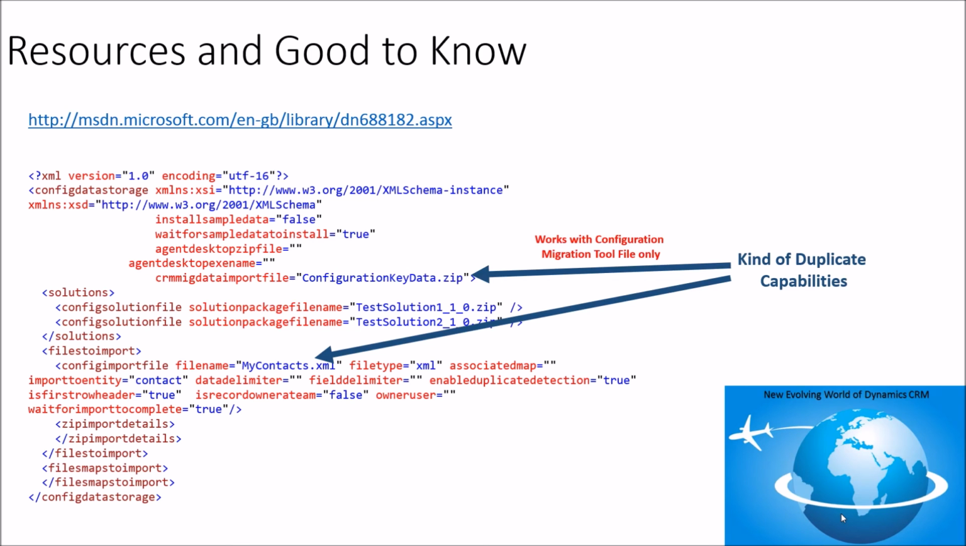So for instance, the CRM migration import can only import files which are created using the configuration migration tool. Only those files can be imported using the first option. The second option uses the classical data import, so all your zip or CSV or XML files can be imported using the second option. So you know the limitation of these two, exactly how they work, but they essentially do the same job.